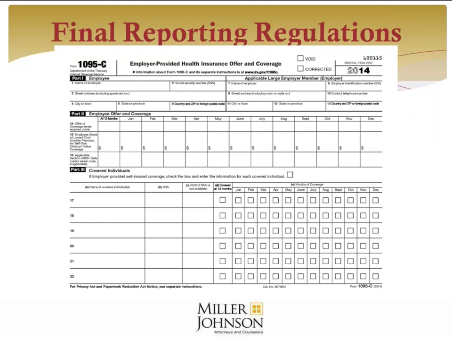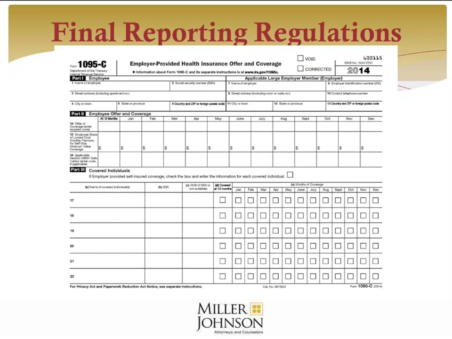Here is a screenshot of the Form 1095-C. As you can see, it looks fairly easy to complete, but if you start to think about the information that has to go in there, it becomes quite daunting. Part 1 has information about the employee and employer, and Part 2 has information that's required about whether you offered your employee coverage.